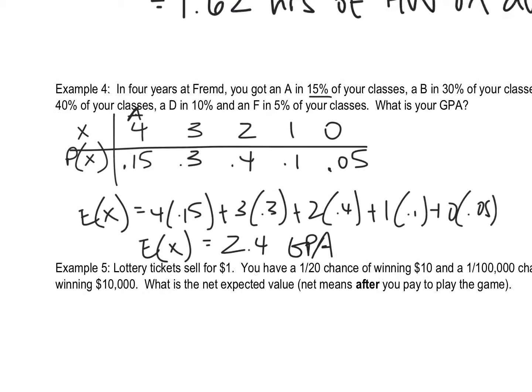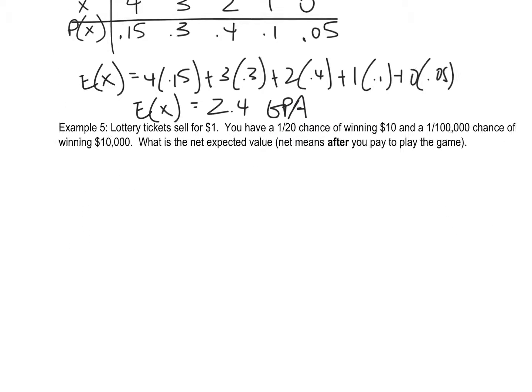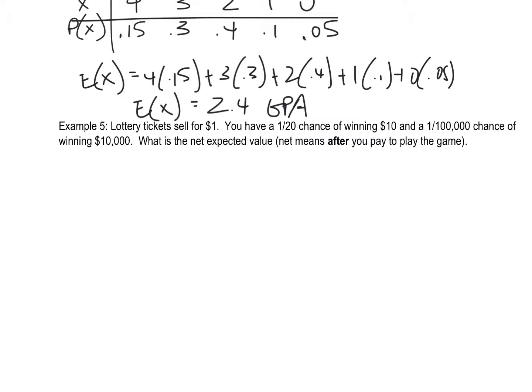Okay, very last problem is about a lottery ticket. Lottery tickets sell for $1. So remember, I need net expected value. After I pay to play the game, I'm going to have to subtract that $1 that I paid for a lottery ticket once I figure out what my earnings are.